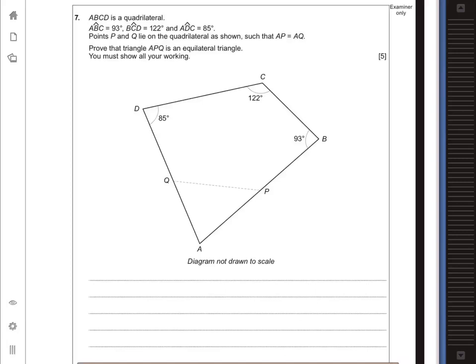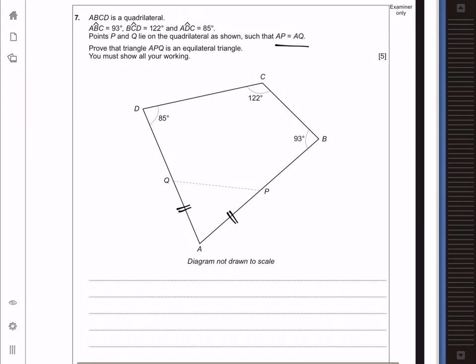Question 7. ABCD is a quadrilateral. ABC, that just means from point A to B to C, is 93 degrees, and so on. Points P and Q lie on the quadrilateral such that AP equals AQ. Now we need to know what this means. AP means from A to P, and that is equal to from A to Q.